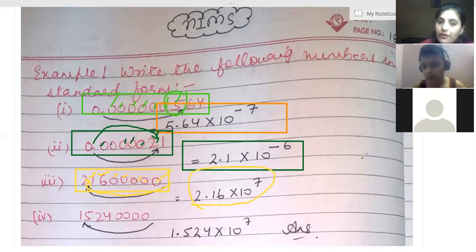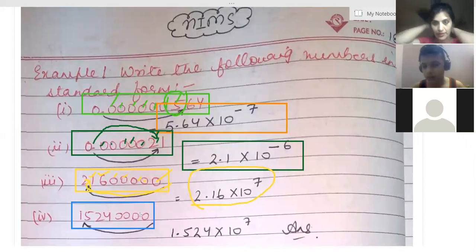Now do the next question and tell me the answer. It's 15240000. The answer will be 1.524 into 10 to the power 7, because I need to move 7 places for my decimal. Okay? Chaliye, now move on to the next.